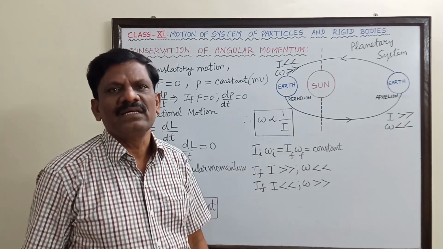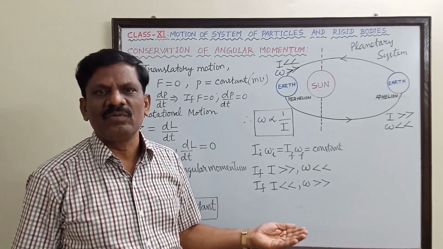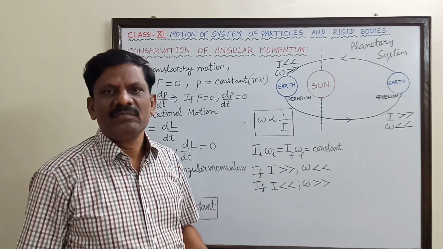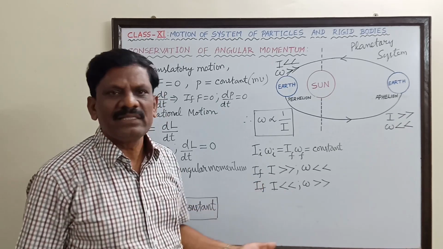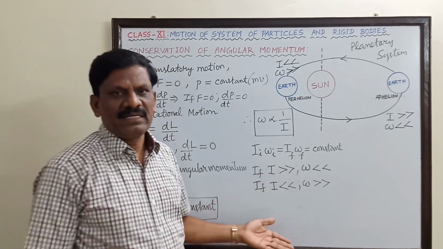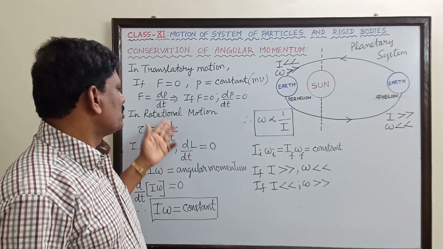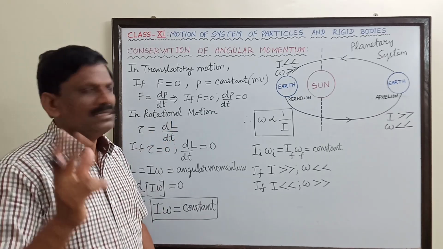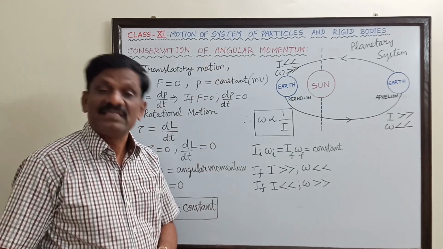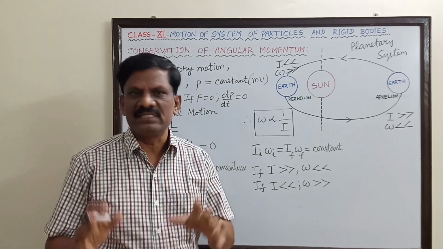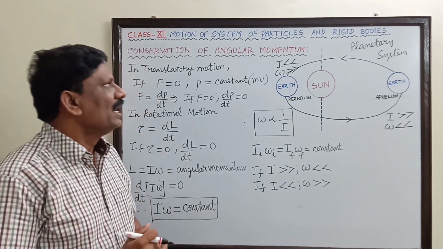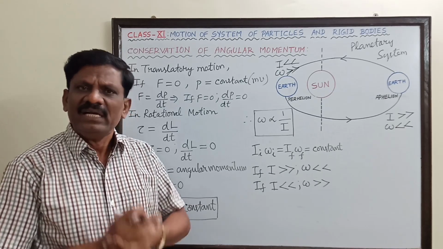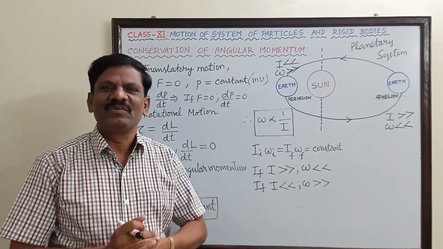Not only this, even for the electron revolving around the nucleus, conservation of angular momentum is true. Like that, in so many other examples, we can understand that if the external torque acting on a system is zero, then the total angular momentum of the system remains constant. This is the statement of the law of conservation of angular momentum, and it is similar to that of the conservation of linear momentum in translatory motion. I hope you have understood well. Fine.